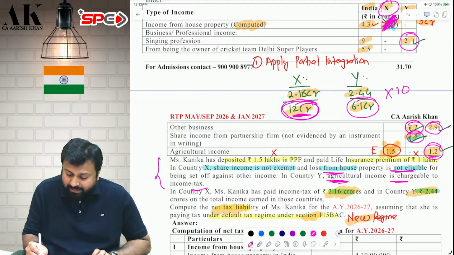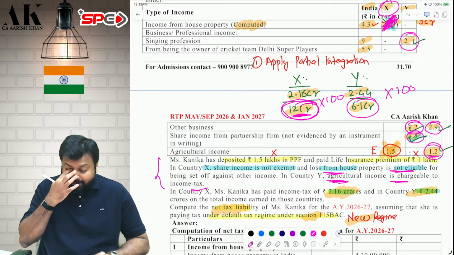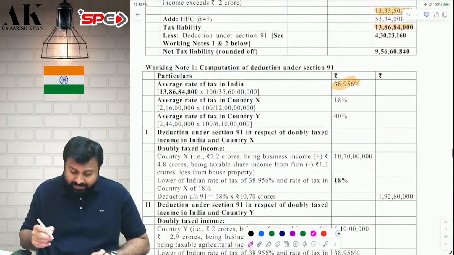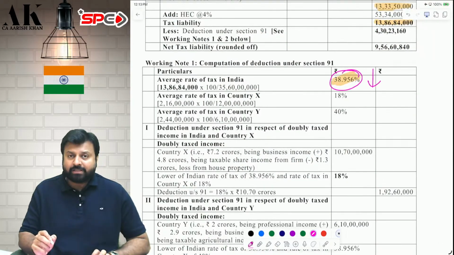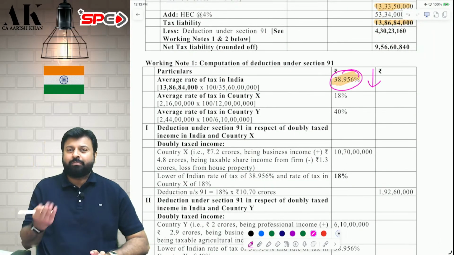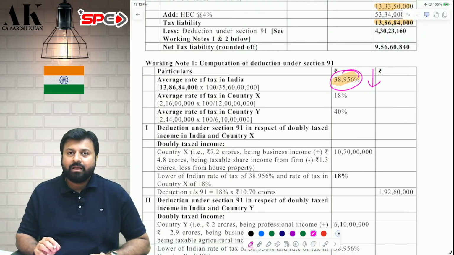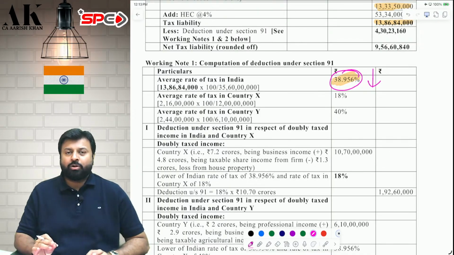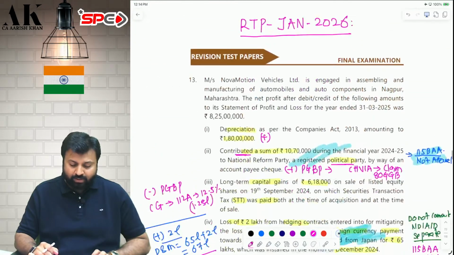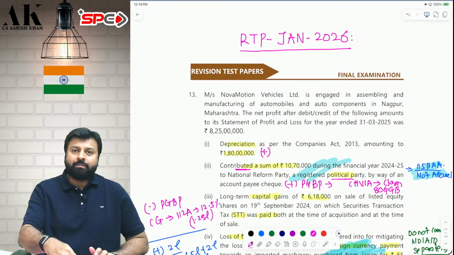You will get the average rate when you divide, and then that average rate you will compare with Indian rate. What is the Indian average rate? 38.956. Whichever is lower, that you will apply on doubly taxed income. How to compute doubly taxed income? That everybody knows. Whatever is the doubly taxed income, on that you will apply the lower rate and then you will get the relief. I hope it is clear to all of you. So this is what this RTP is all about.